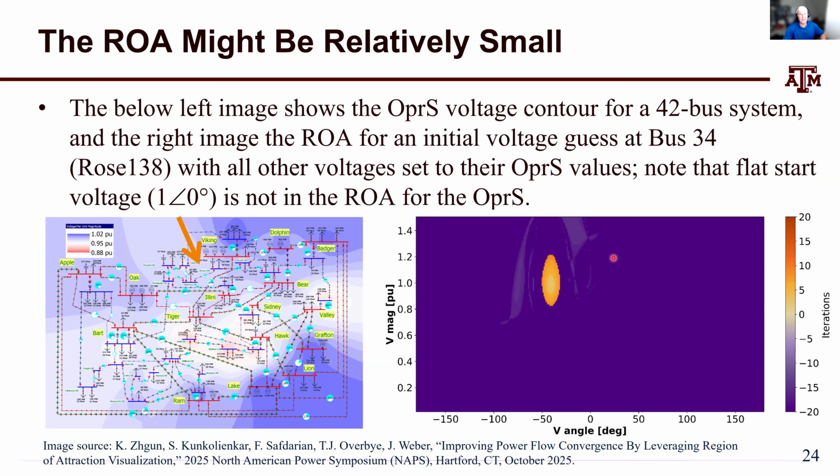But in order to produce a graphic, you have to project that into a 2D space. Here we were projecting into a 2D space where we were keeping the operable solution values at all the buses except for one bus, bus 34, which is up here. The point of this was to say, one, the region of attraction for the operable solution in this case is pretty narrow, not a large region. And the other is that if you look at a flat start value, which would be 1 at an angle 0, the operable solution's ROA does not contain that point. So if you do a standard flat start guess here, starting with the other solution values, you would not converge to the desired solution. You'd actually converge to an alternative solution.